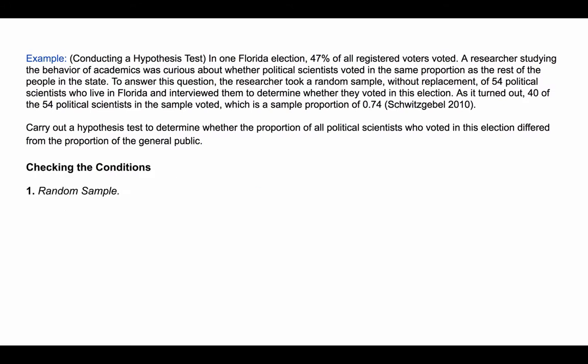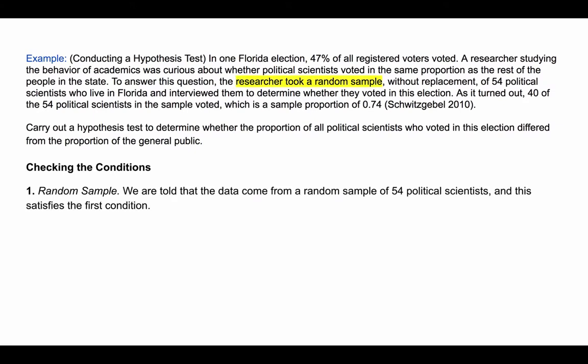which is actually just this slide. So our first condition is random sample. In this case, we're told that the data come from a random sample of 54 political scientists. You can see within the text, it says the researcher took a random sample. And so we satisfy the first condition.